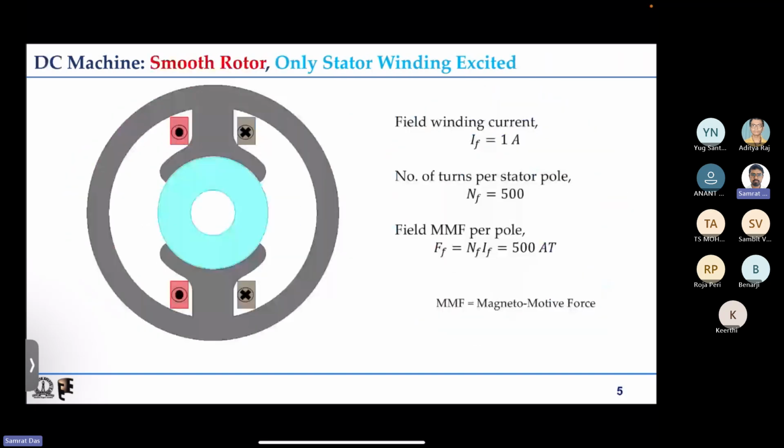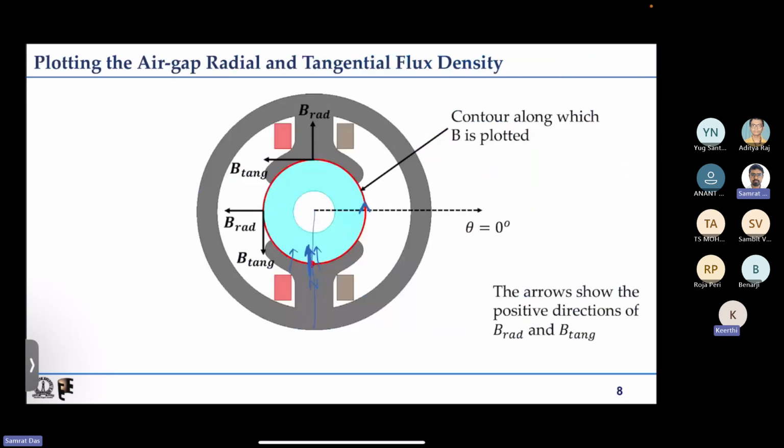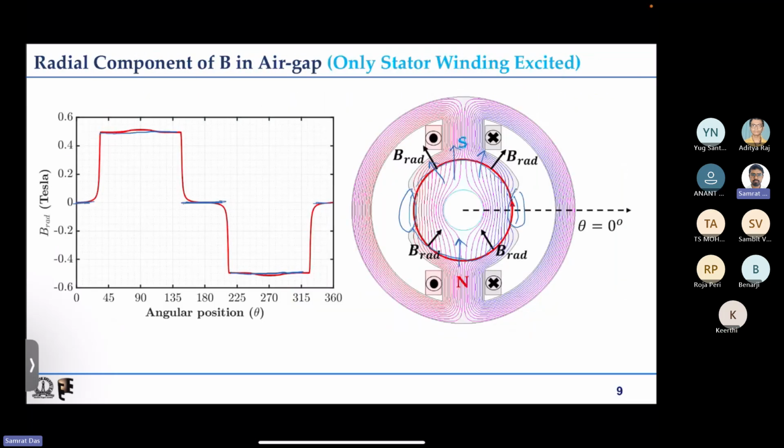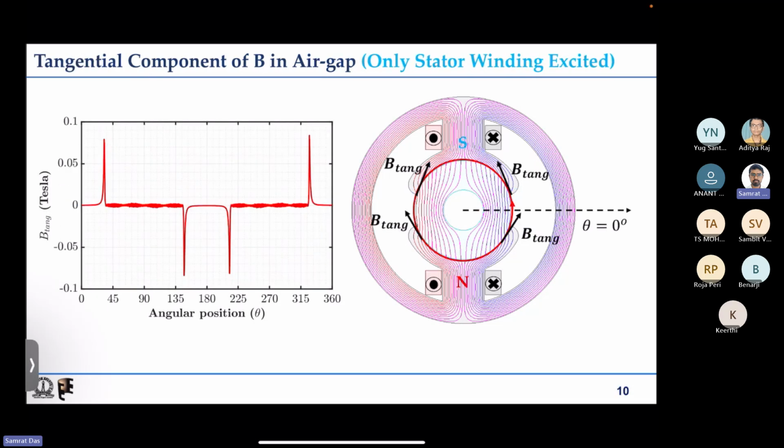Here the B distribution color code in the air gap is not shown, but anyway you can understand that it is almost uniform under a pole. And in the interpolar region it is close to 0. Now let us look at the tangential component of B.